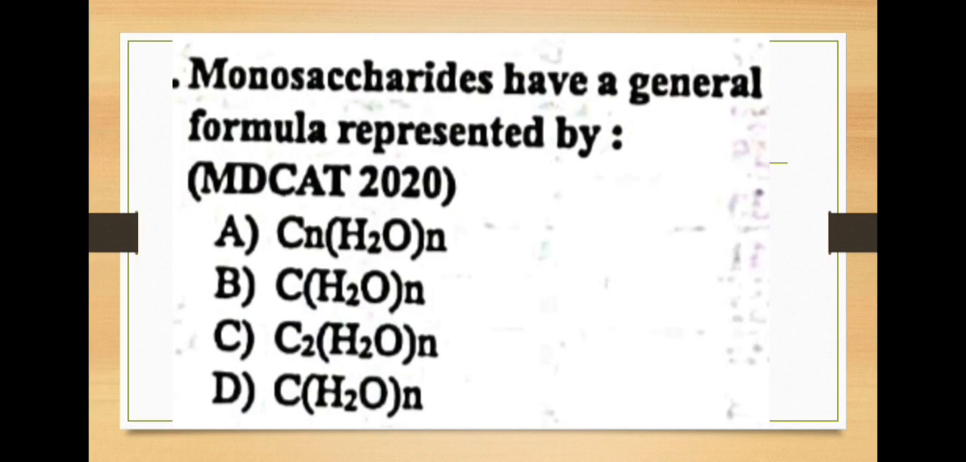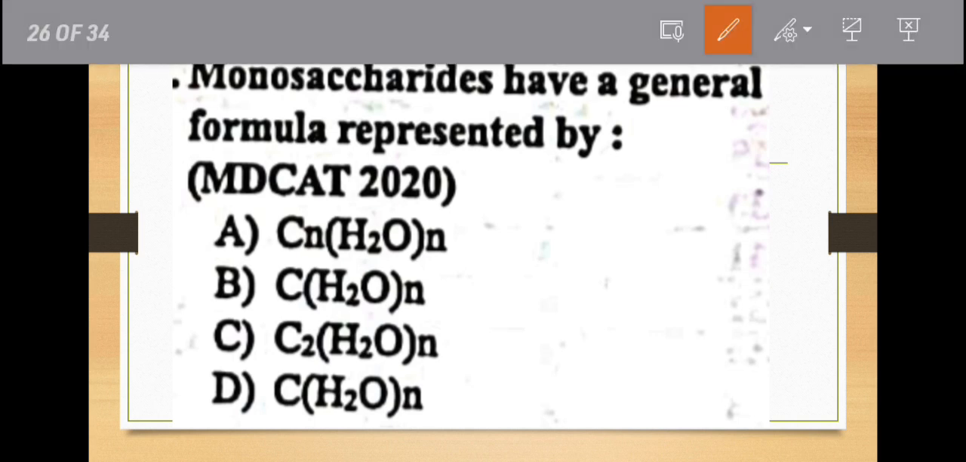Monosaccharides have a general formula represented by MDCAT 2020. A, CnH2n whole bracket n. B, CH2O whole bracket n. C, C2H2O whole bracket n. D, CH2O whole bracket n. General formula for the monosaccharides is CnH2nOn.